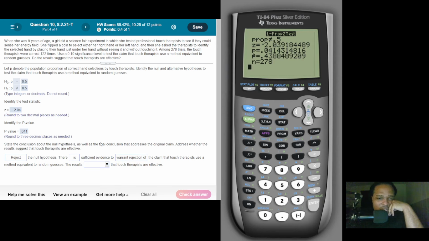Okay. Now the math is done. We have to see and make sense of what we have here. And you know what? The results suggest that touch therapists are... What if I would have randomly guessed this and just committed it to memory for the future? Let's see if we get it right.